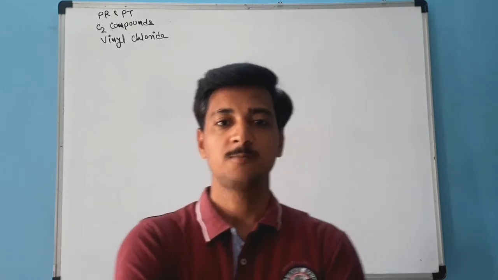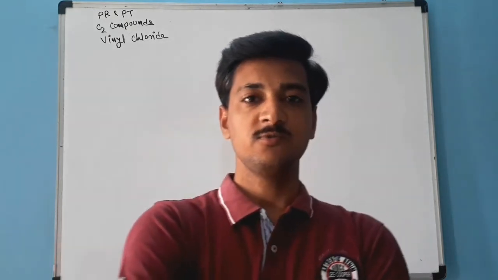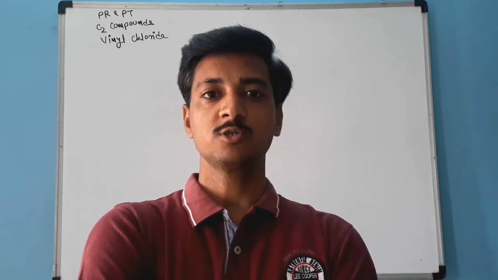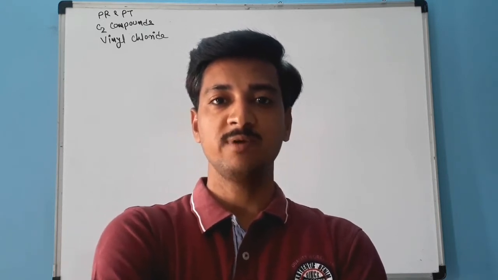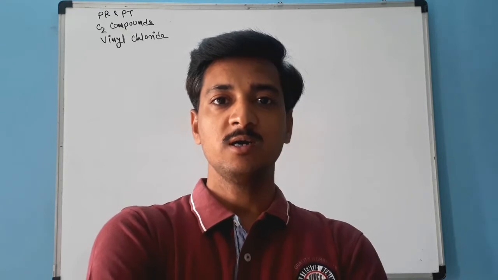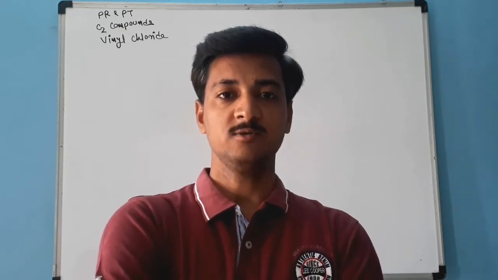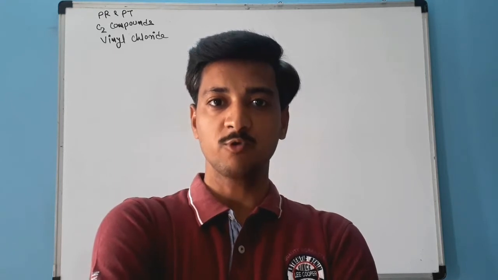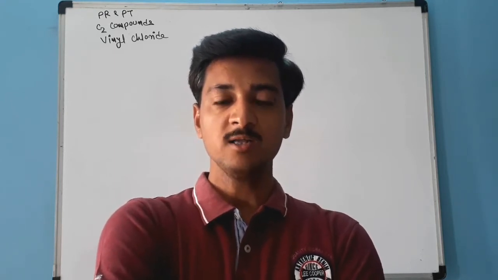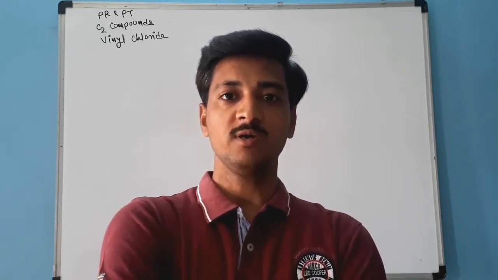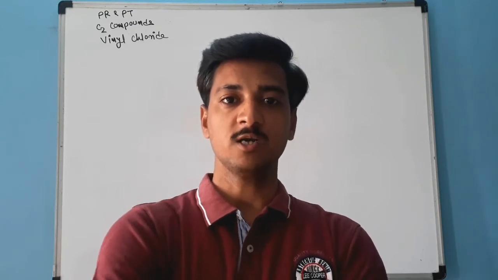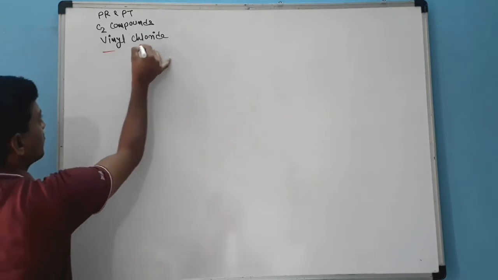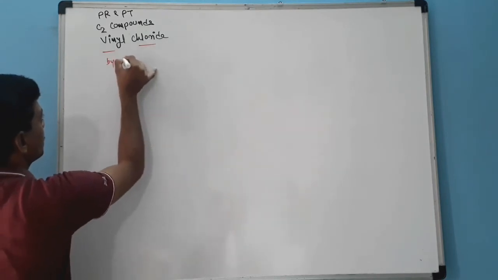Good morning students. In the last lecture we already discussed the process of manufacturing vinyl chloride from the acetylene HCl reaction. Today we are going to discuss vinyl chloride production by thermal pyrolysis of ethylene dichloride.